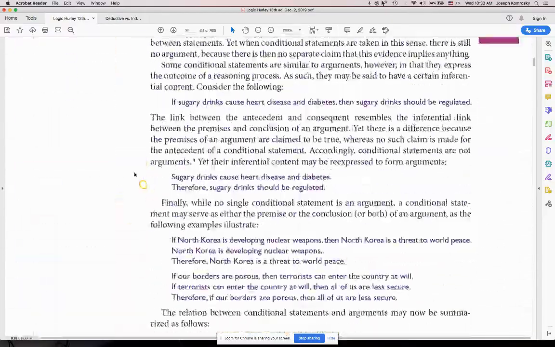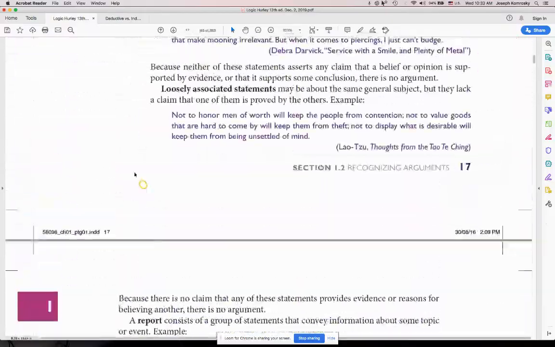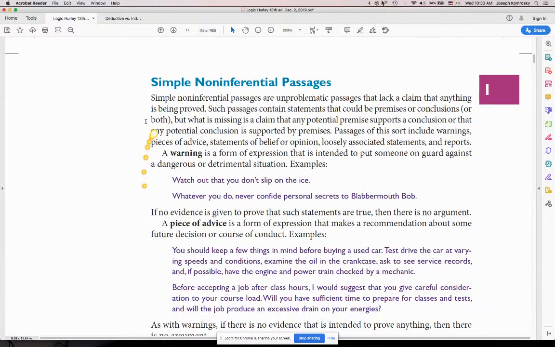So now we'll go up. Some are very easy, some not so easy. A warning, very easy. So let me just read you before we start in, though. Simple non-inferential passages are unproblematic passages that don't claim that anything is being proved, or they lack a claim. They're not really trying to prove anything. They're not really using evidence or reasons or facts to try to force a conclusion on you or prove a conclusion. It's not what's going on.